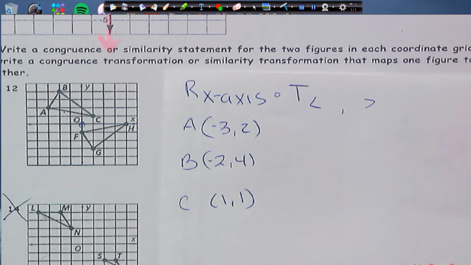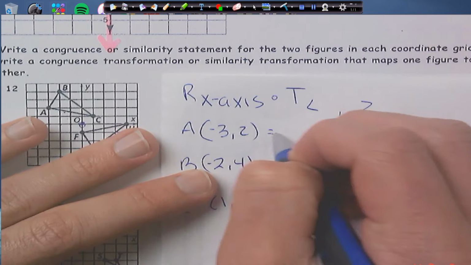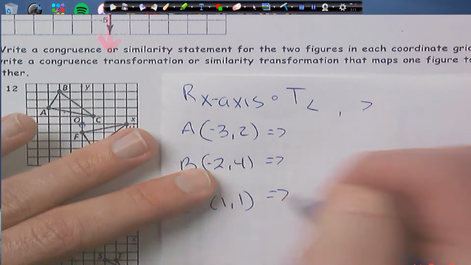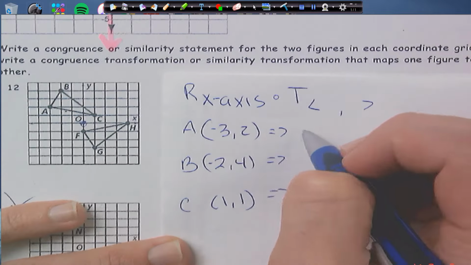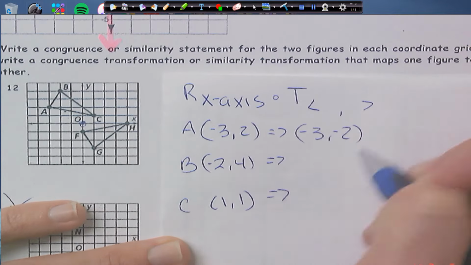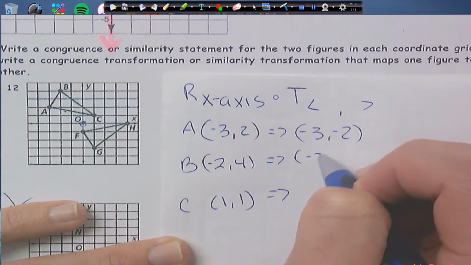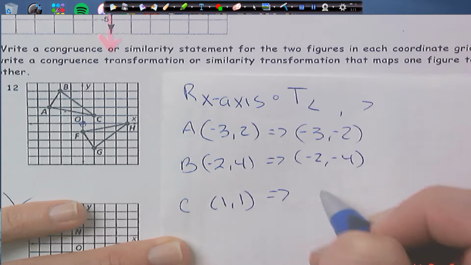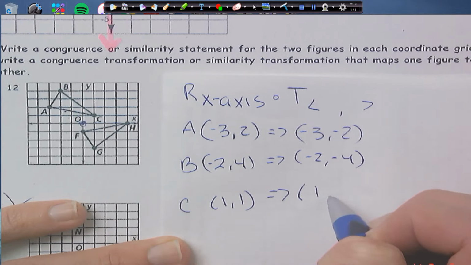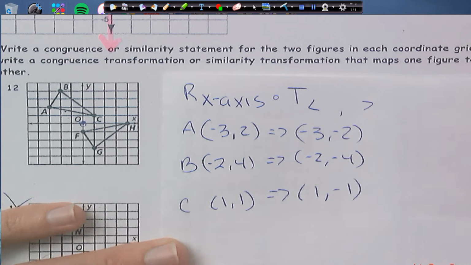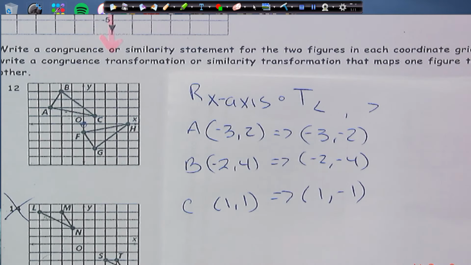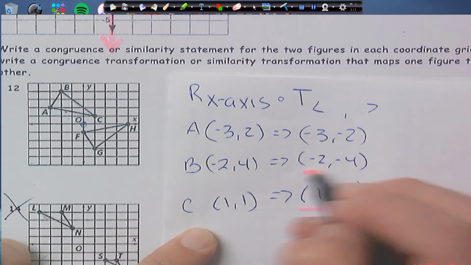Okay? So I'm going to reflect this over the x-axis. So using my rule, the x is going to stay the same, the y is going to become negative. So we're going to go ahead and transfer all those over. So negative 3, comma negative 2. And then we're going to go negative 2, comma negative 4. And we're going to go 1, comma negative 1. Okay? So I'm going to remap those, and I'm going to use pink to do that. So this will be under pink.